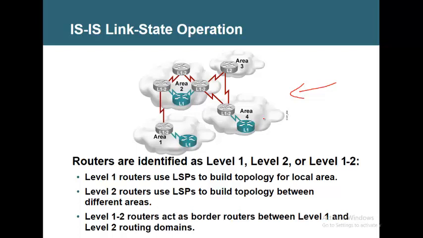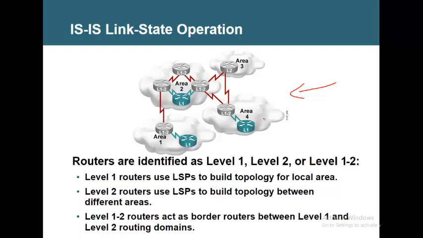But the truth is, it is not really having any special configuration. It is having L2 on the router that connects to the other area. That is the only configuration that makes area 2 act as a backbone. I want to repeat it.